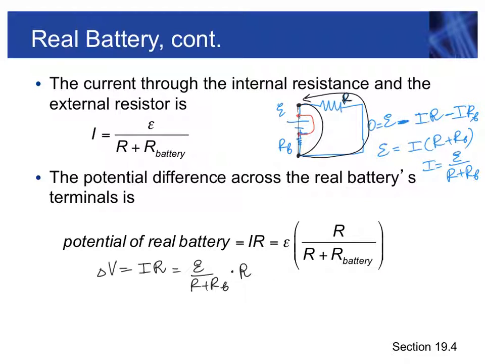Obviously, if the internal resistance RB of our battery is 0, that means we have an ideal battery. The voltage drop through the battery will be equal to EMF divided by R times R, so it is EMF. So for an ideal battery, when RB is 0, so there is nothing over here, just a wire, the voltage drop is equal to EMF.